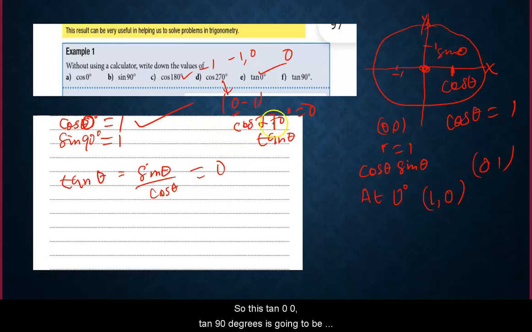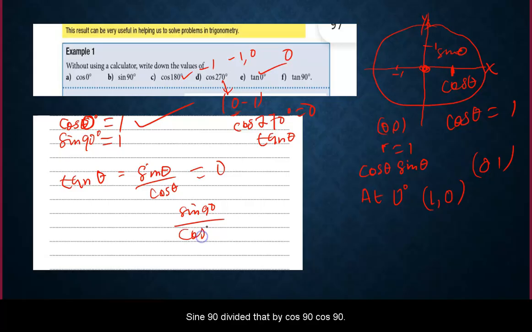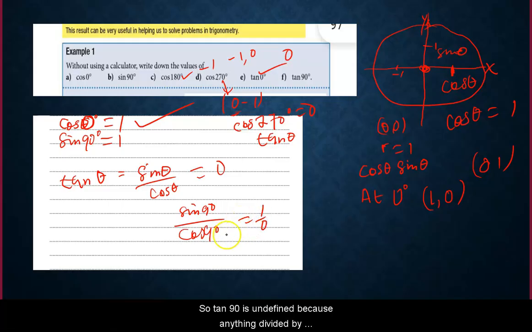Tan 90 degrees is going to be sine 90 degrees divided by cos 90. And what is sine 90 divided by cos 90? This will be 1 over 0. So tan 90 is undefined, because anything divided by 0 is undefined. So that is undefined, or you simply write no solution in your answer.